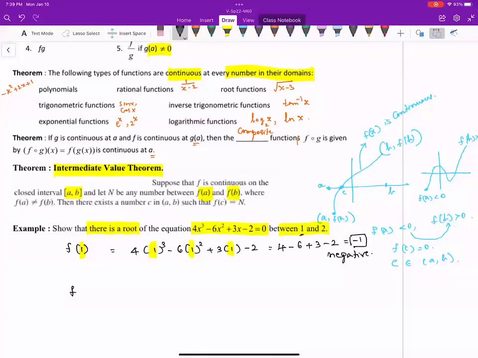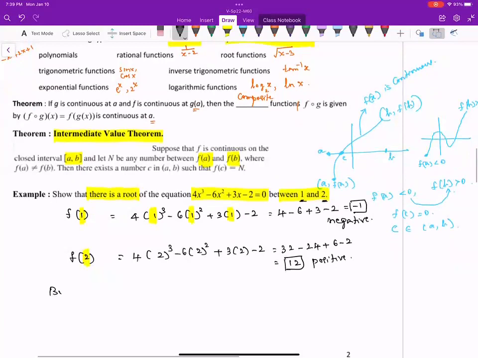Let's do the same for the next number, f(2). I'm going to plug in x equal to 2 into the original. So 4 times 2 cubed minus 6 times 2 squared plus 3 times 2 minus 2. So it is 4 times 8, that is 32, minus 6 times 4, that's 24, plus 6 minus 2. If you simplify, this value will be positive.